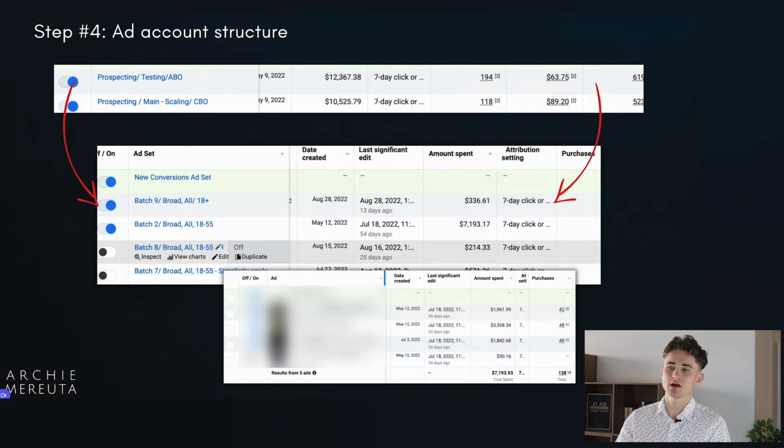So here's the account structure that I use with my clients. I've been using them for years and they are working. They help me to generate 6 and 7 figures for my home decor brand clients.